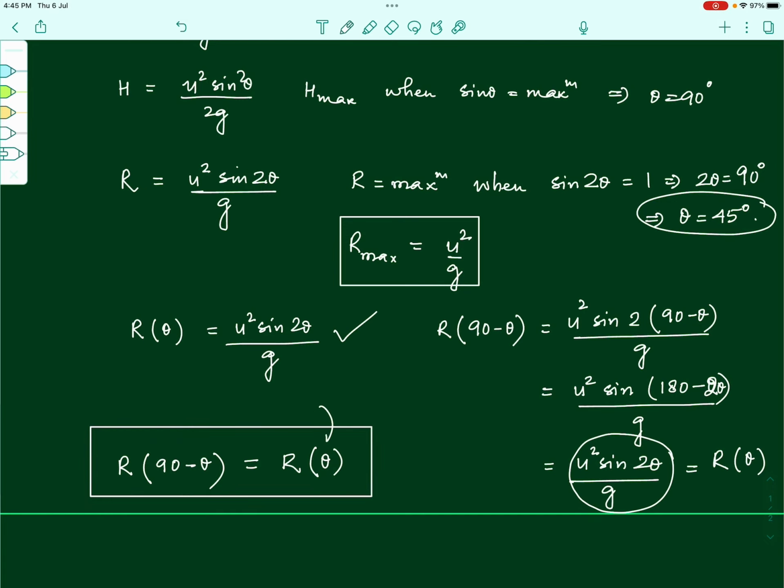What are these two angles, theta and 90 minus theta? See that these are angles which are complementary. When we add them, they give us a sum of 90 degrees. Such angles are called complementary angles. So, we say that the horizontal range for complementary angles is always equal.